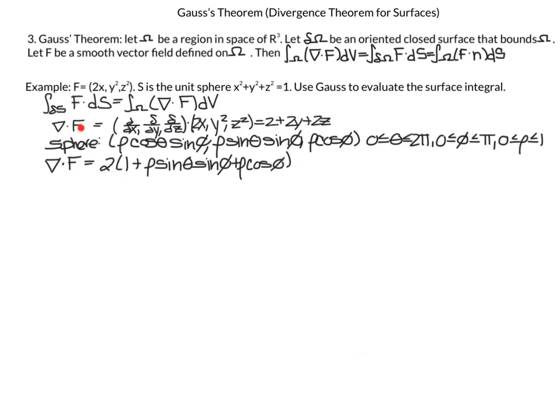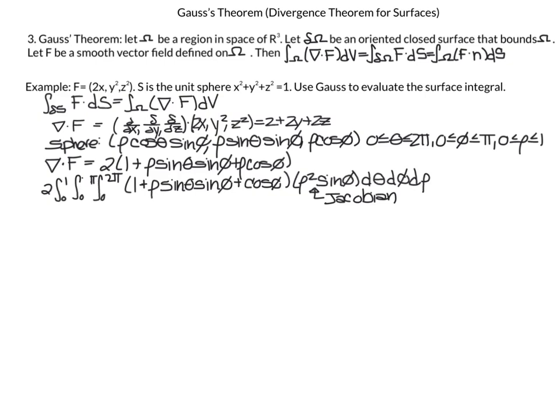Rewriting now my divergence of F in spherical coordinates, I factored out the 2, and then I'm going to have my 1 plus y, which is rho sine theta sine phi, plus z, which is rho cosine phi. And now I'm ready to set up my triple integral. So I have rho going between 0 and 1, phi going between 0 and pi, theta going between 0 and 2 pi. I have my 2 out here.